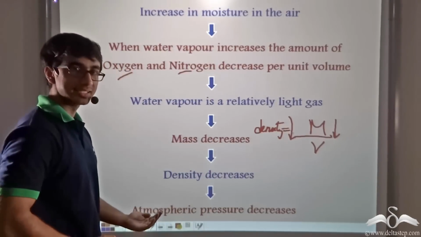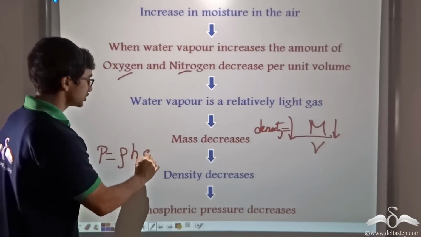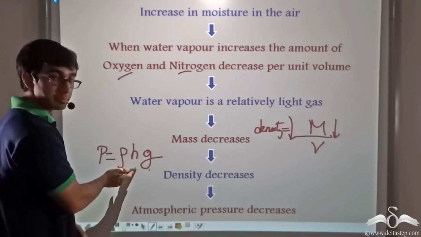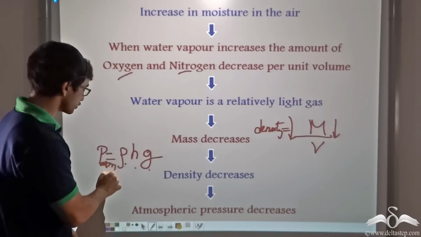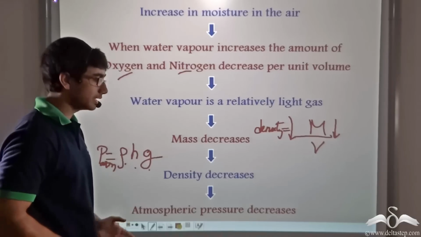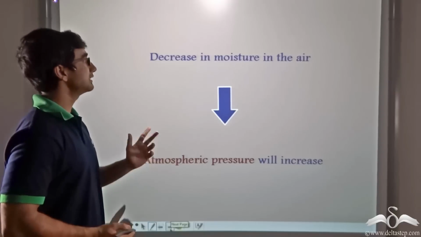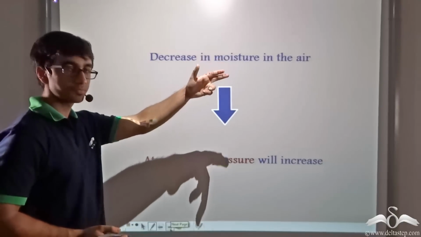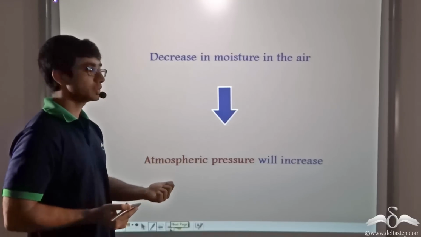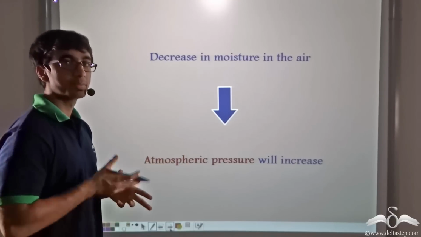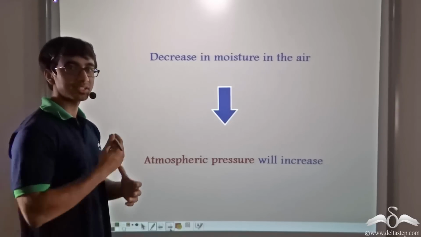So since density is decreasing, in the equation P equals rho into H into G, H and G remain the same, but rho is decreasing, and thus the atmospheric pressure P ATM will decrease. The converse is also true: if there is a decrease in moisture in the air, or a decrease in humidity, the atmospheric pressure will increase, because then per unit volume there will be less water vapor and more oxygen and nitrogen.